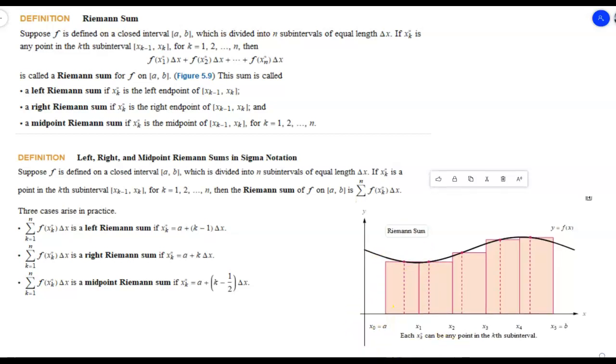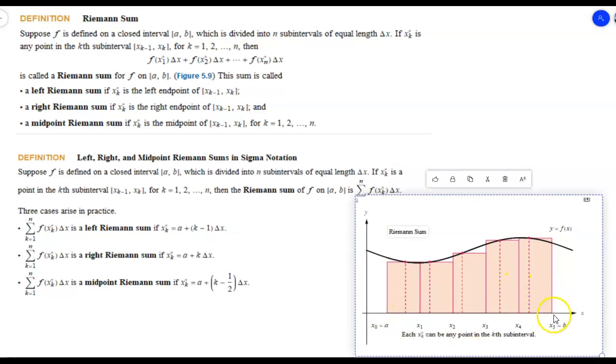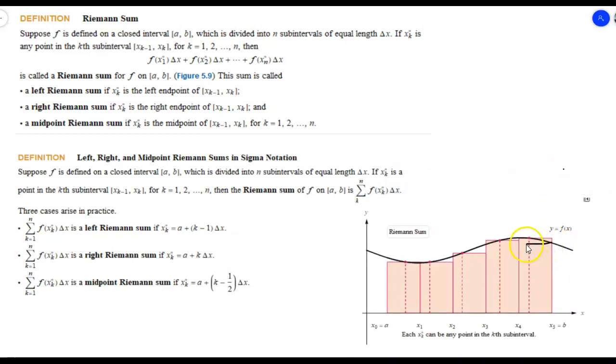A right Riemann sum would be where the right side of these rectangles went right up to the curve and then came over once they hit the curve. So this last one, a right Riemann sum, would be that for each one of these. With a right Riemann sum, you'd use the right side of each of these rectangles in order to calculate your height.